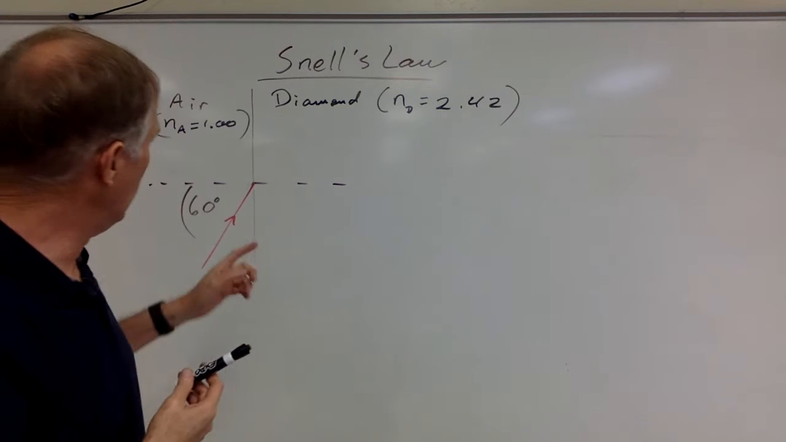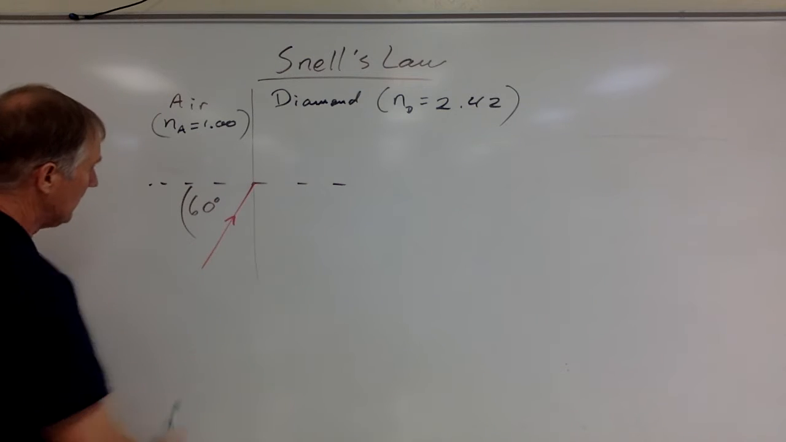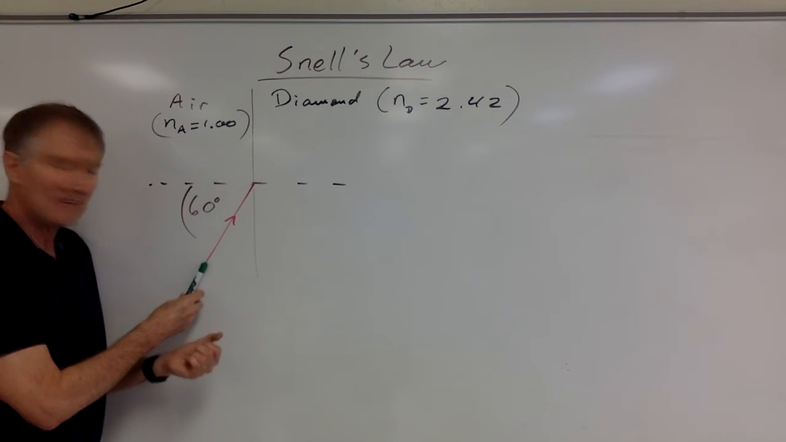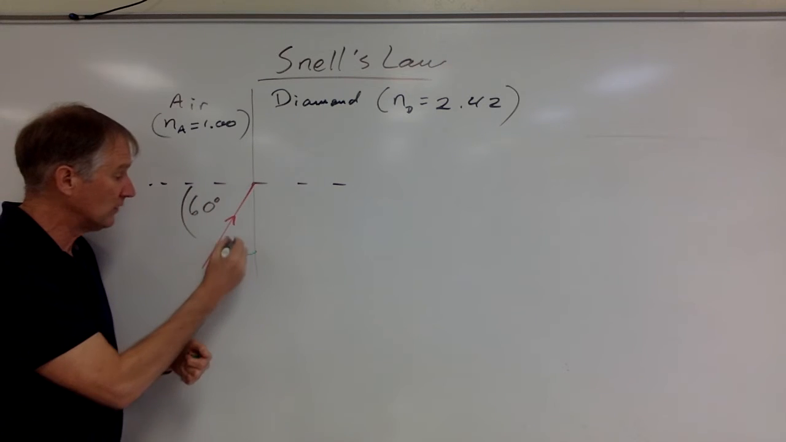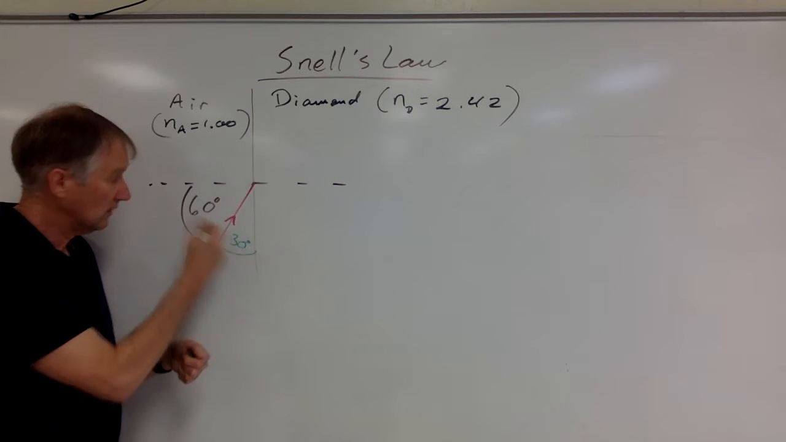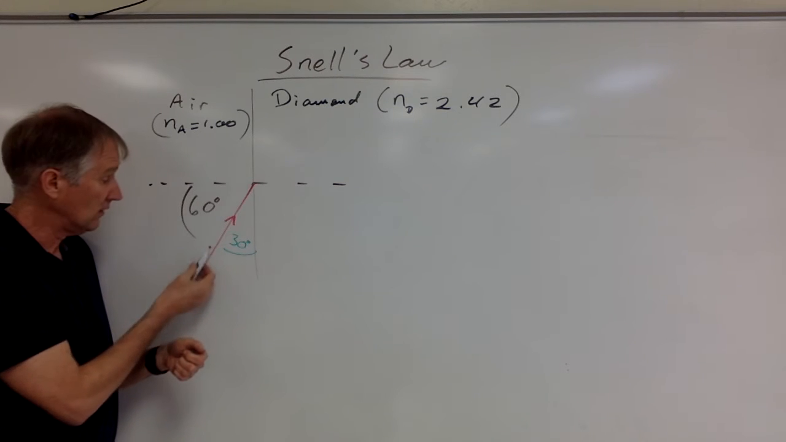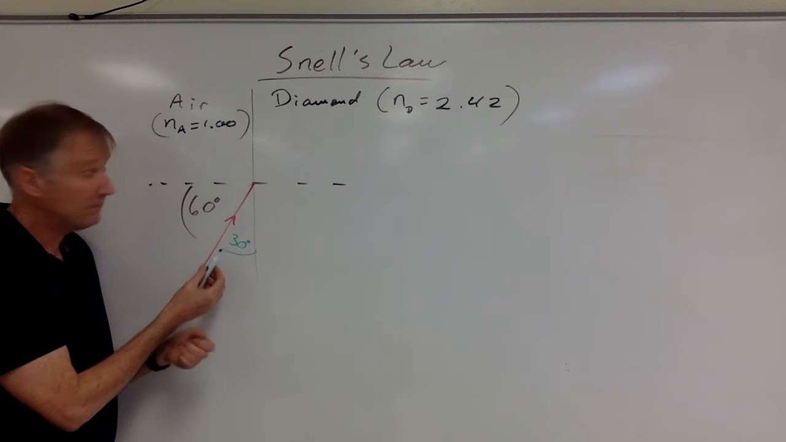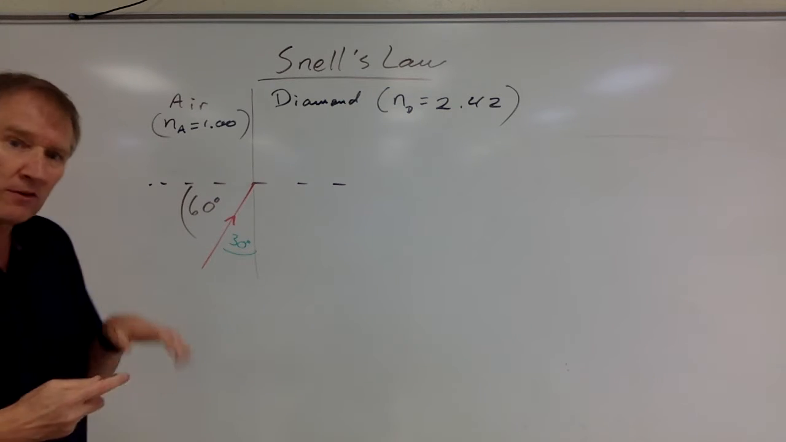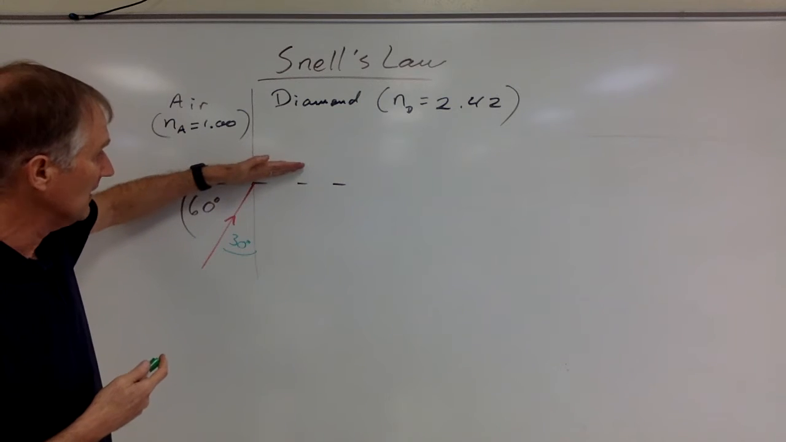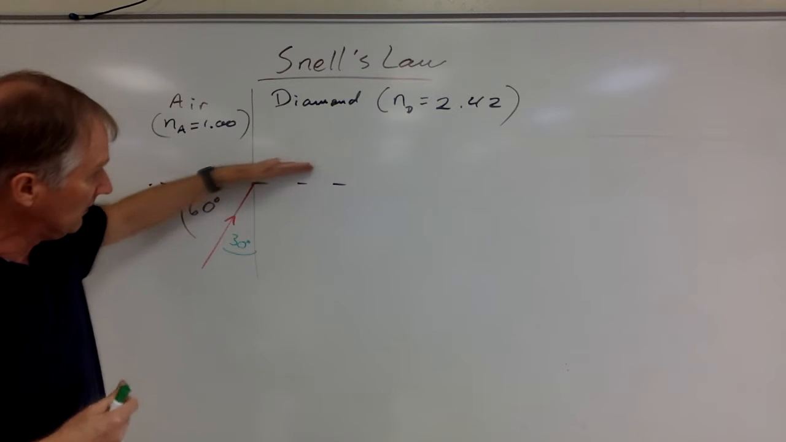And what is the angle measured to the normal and to the surface? So I have an incident light ray at 60 degrees to the normal, which means it was coming in at 30 degrees to the surface of the diamond, the air-diamond boundary. Because those have to add up to 90, right? When it goes into diamond, because diamond is more dense than air, it's going to bend towards the normal. It's going to be a tighter angle.